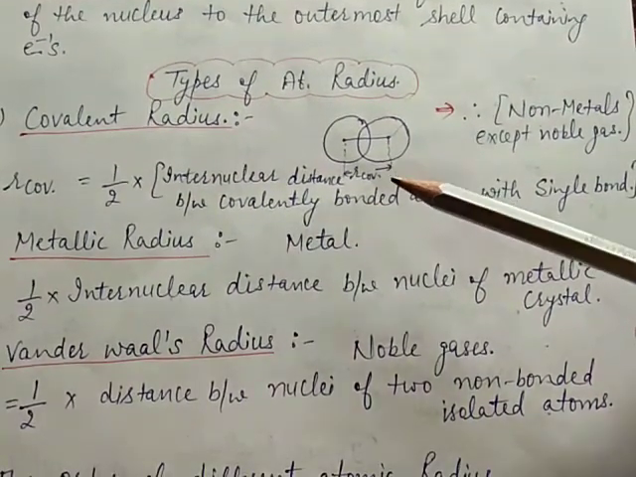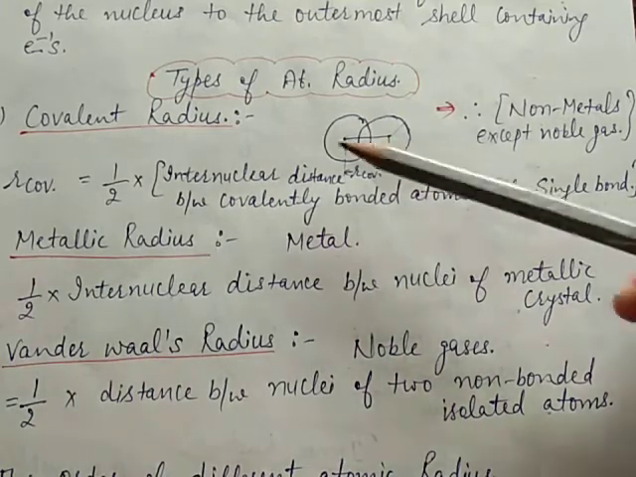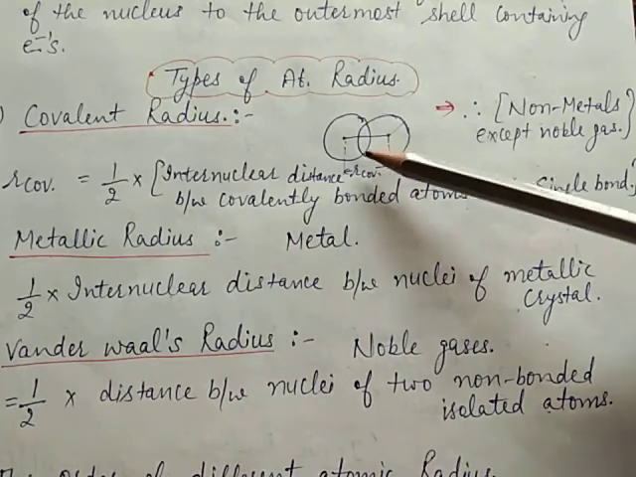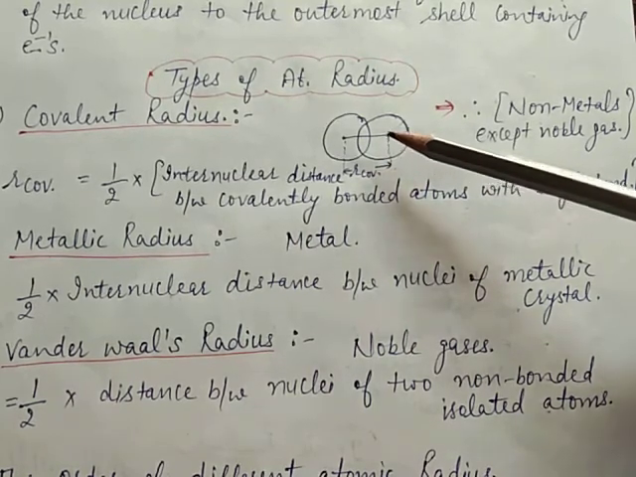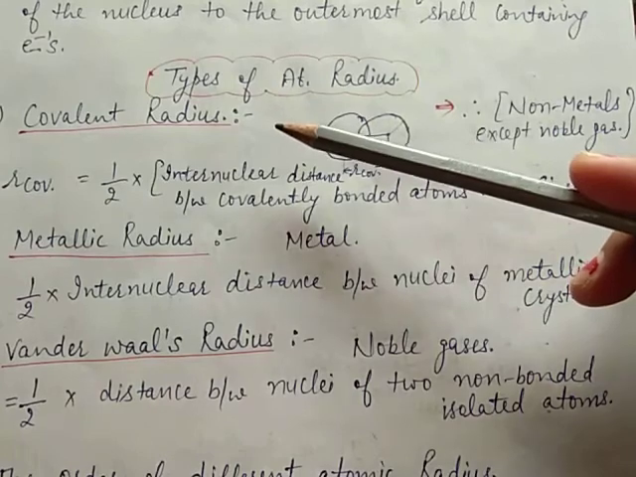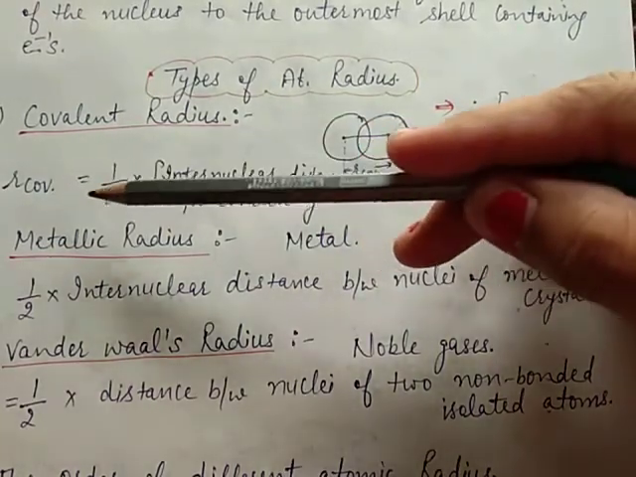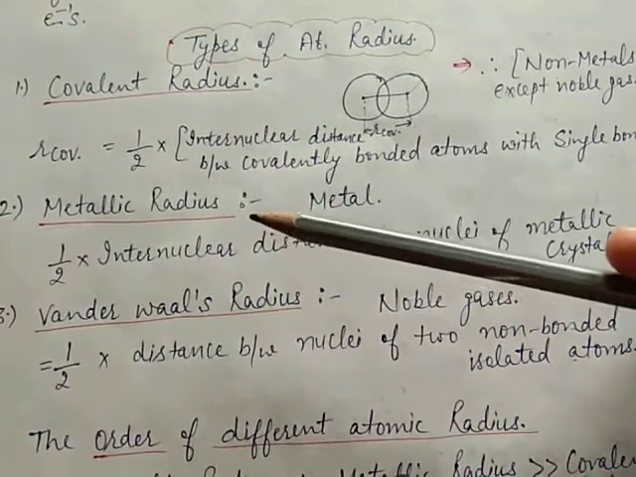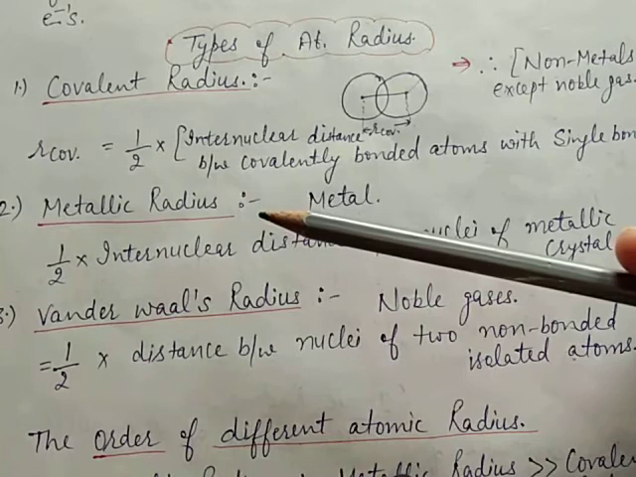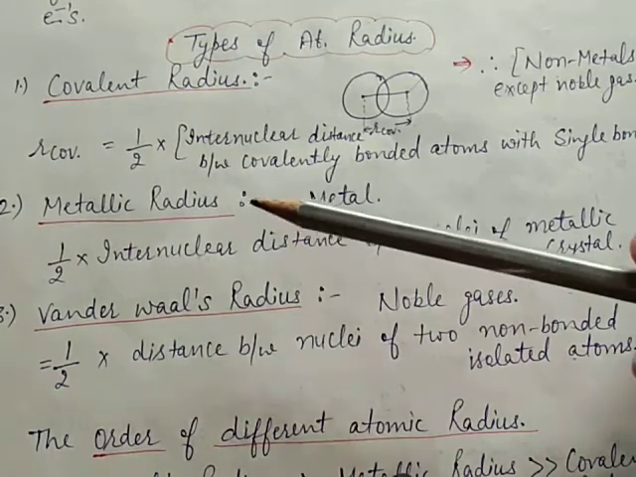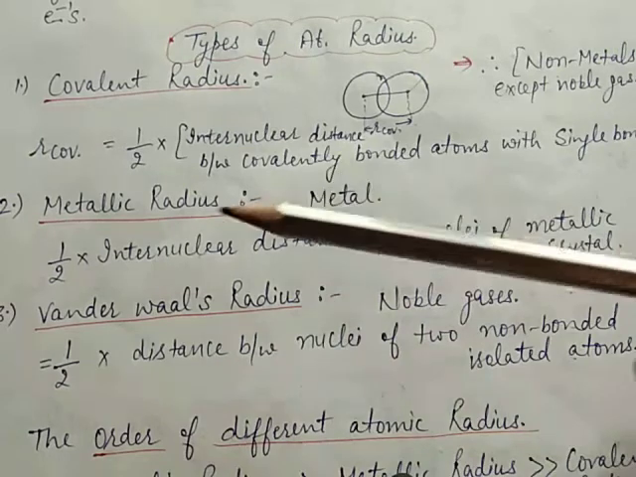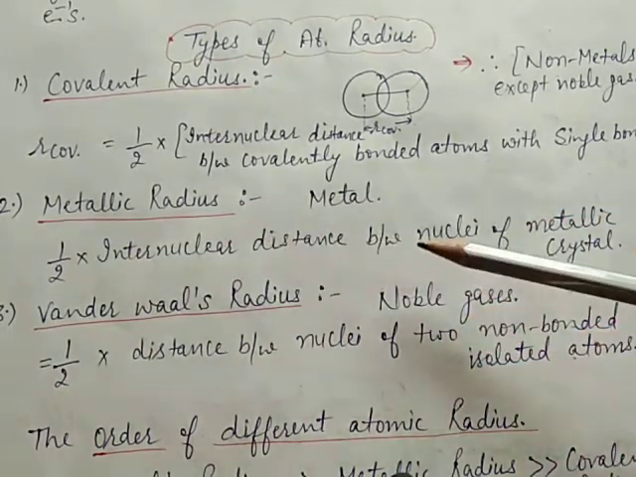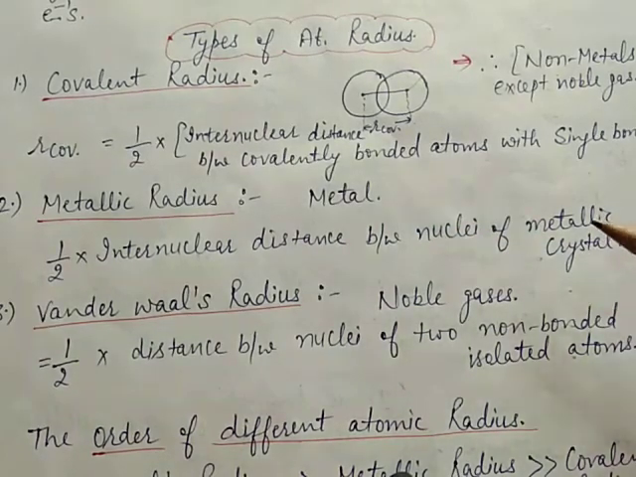Or you can say it is 1/2 of the distance between the centers of the nuclei of two covalently bonded atoms of the same element in a molecule. This is called covalent radius. It is denoted by R_cov. Now the second type is metallic radius. In the case of metals, the atomic radius is called metallic radius. It is 1/2 of the distance between the nuclei in a metallic crystal.